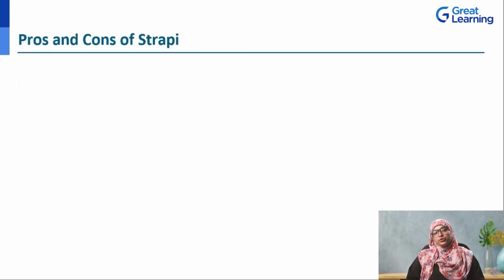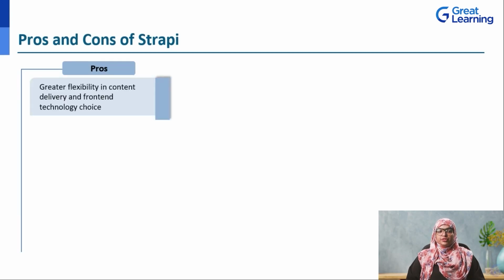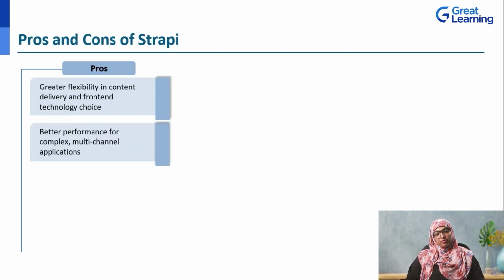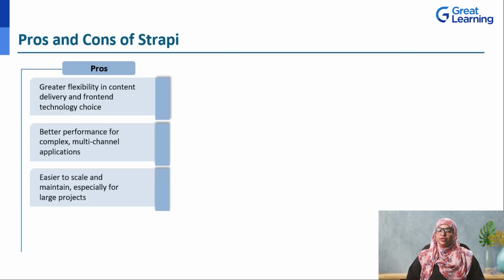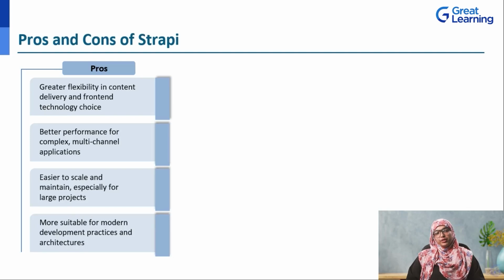Now moving on to the pros and cons of Strapi. So we'll first discuss the pros of Strapi and then we'll go to the cons of Strapi, right? So the pros: greater flexibility in your content delivery and front-end technology choice, right? We have already discussed the features of headless CMS and the headless CMS being used for Strapi. Greater flexibility is given. And then better performance for complex multi-channel applications, easier to scale and maintain, especially for large products. Strapi can be used, and it is more suitable for modern development practices and architecture.